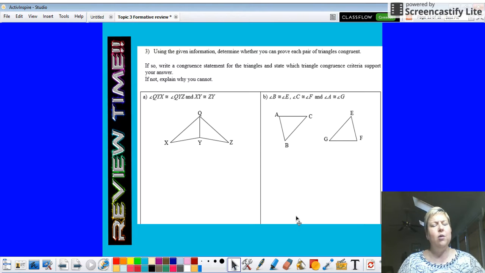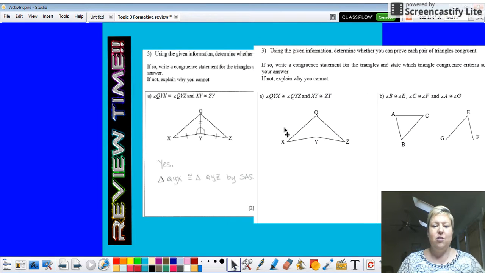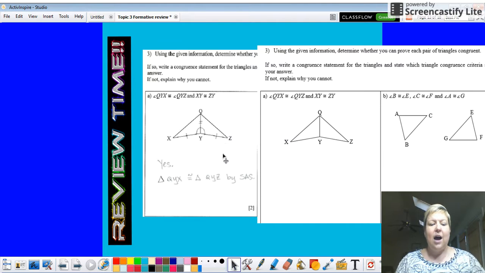So this is going to be an important question on the test because it goes to see how well you can justify your responses. All right, so in letter A, the first one, you are given that angle QYX is congruent to angle QYZ, and that XY is congruent to ZY. So the very first thing that I would do is put those markings onto your picture. I went ahead and labeled the two sides congruent, and then I labeled those two angles congruent.